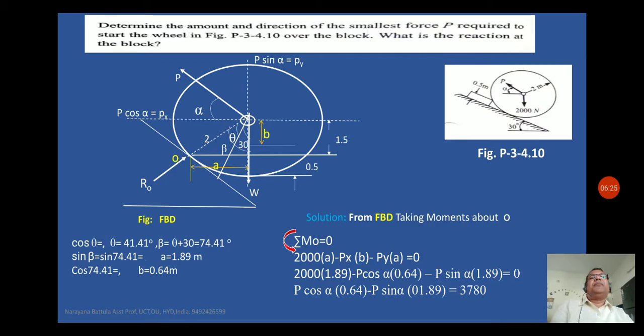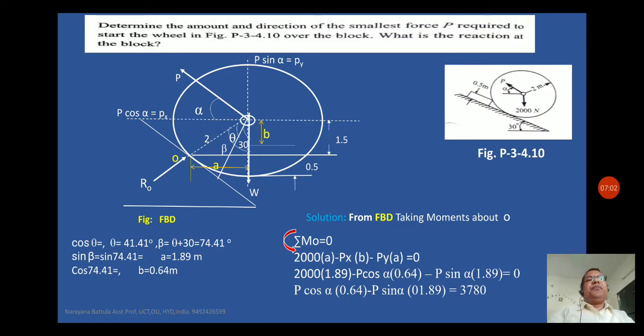So here, what we have to do is find out the reaction force, meaning how much force is required to rotate the wheel over the curb. The free body diagram is shown here. So we are taking moments about O, the center. Here moments about O, as shown in the figure.